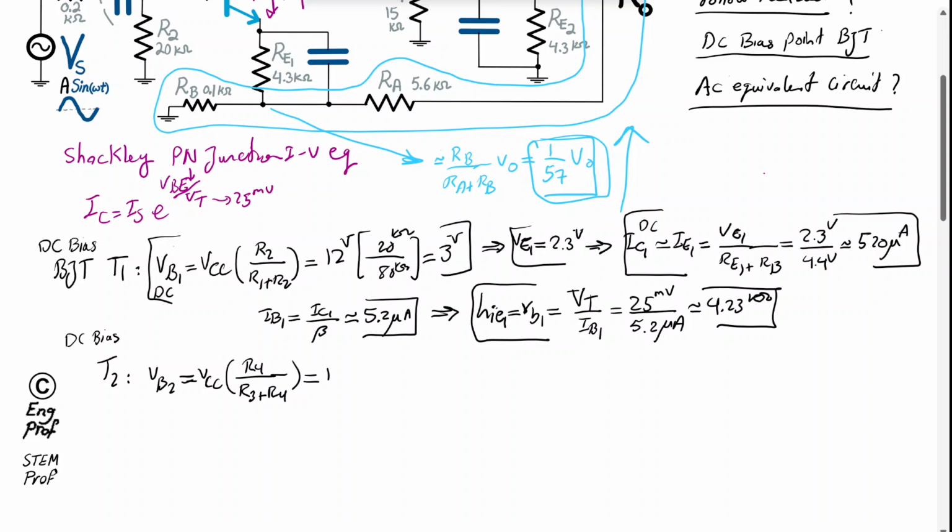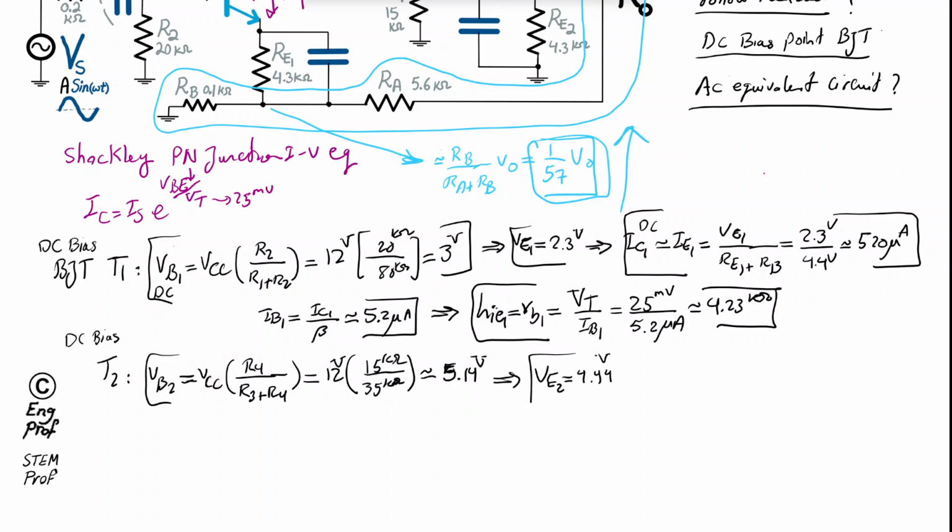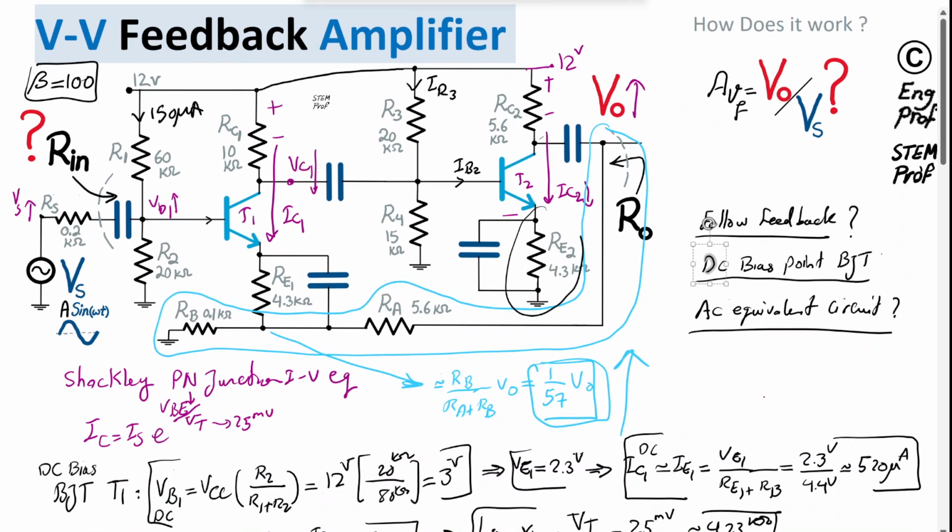And it turned out to be 12 times 15K divided by 35K, because the other one is 20K. And that will turn out to be on the order of 5.14 volt. This is the base voltage, and the emitter voltage is 0.7 volt below the base naturally. So I can say the voltage of the emitter of BJT transistor 2 is this number minus 0.7, which will give us 4.44 volt. So same idea now. DC-wise, we have the DC voltage across RE2. We can find the RE2 or RC2 as well.